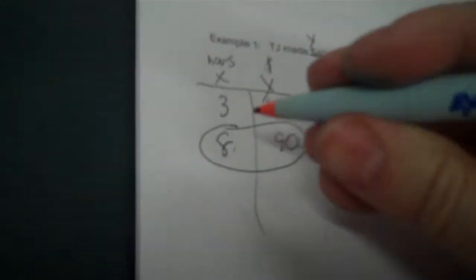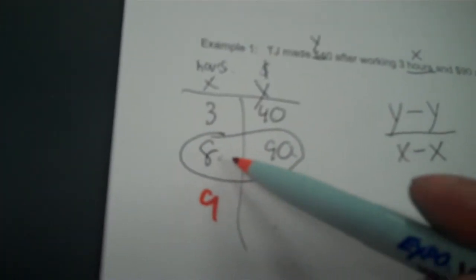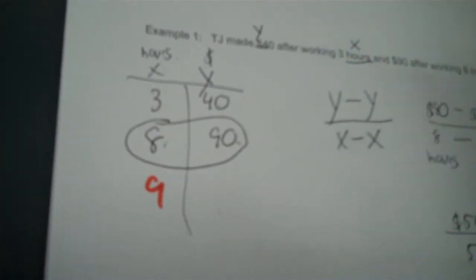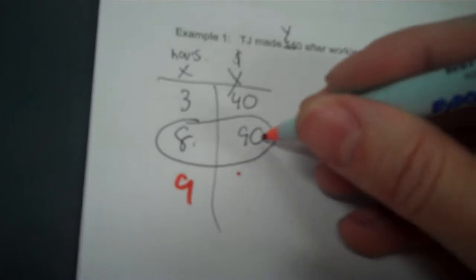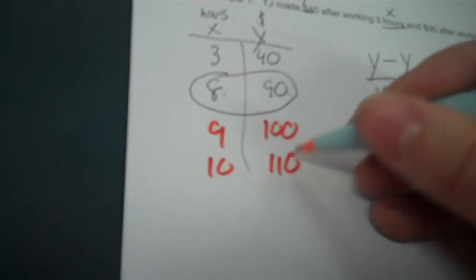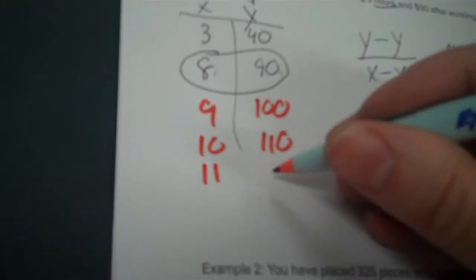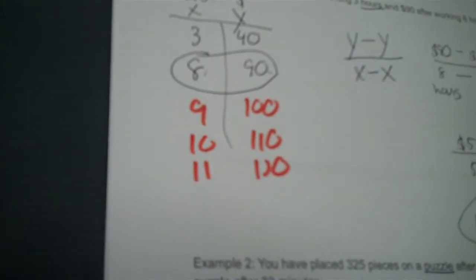So if he worked another, and don't write this down. Okay. What I'm about to put in the orange pen, don't write it down. That means if he works a 9th hour, 8 hours to 9 hours, that means this goes up 10. So it goes up to 100. If he works a 10th hour, it's 110. 11th hour goes up to 120, okay, and so forth. But this is the answer. What I write in the orange pen, don't put on your paper.